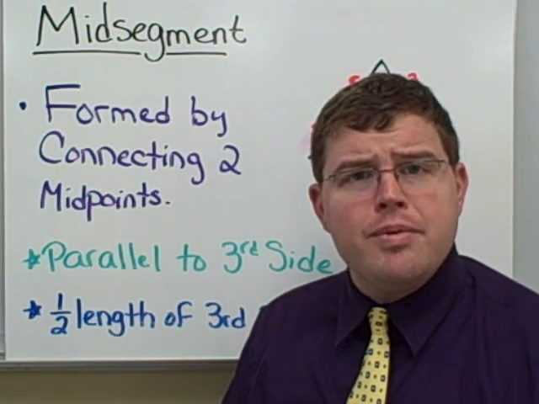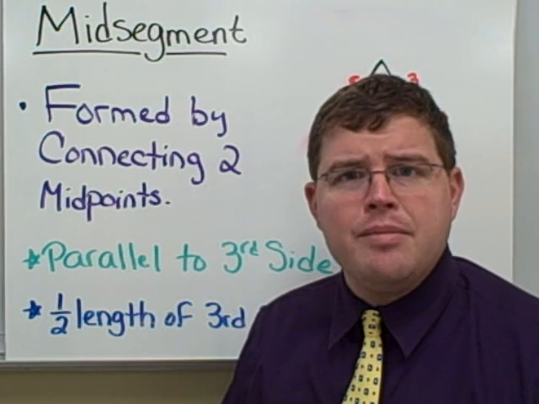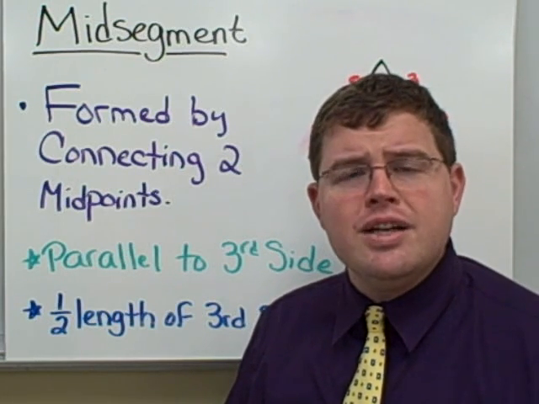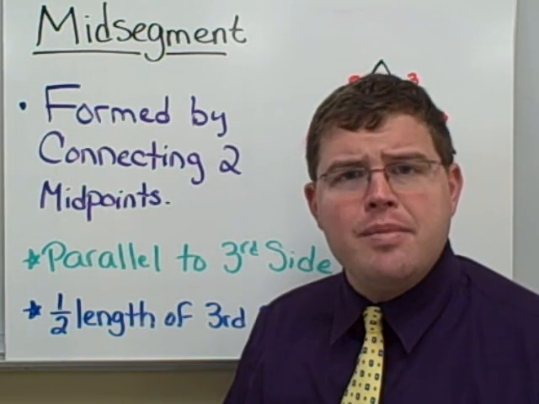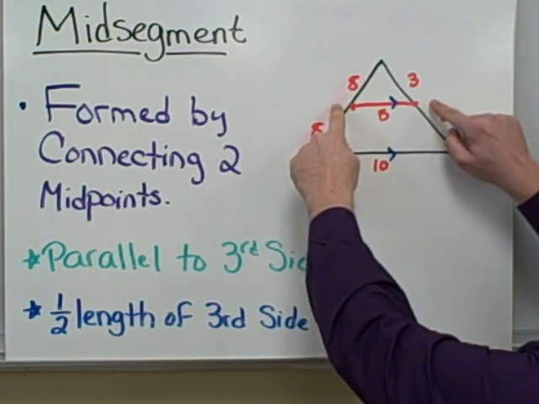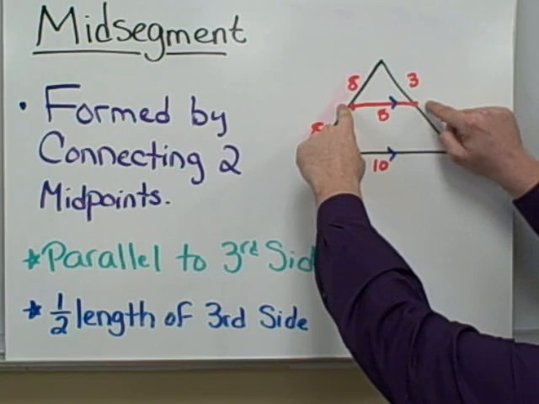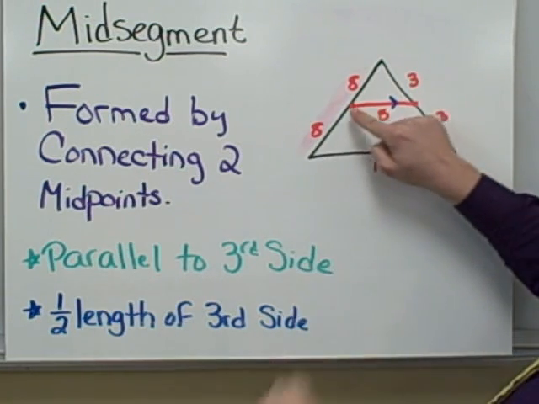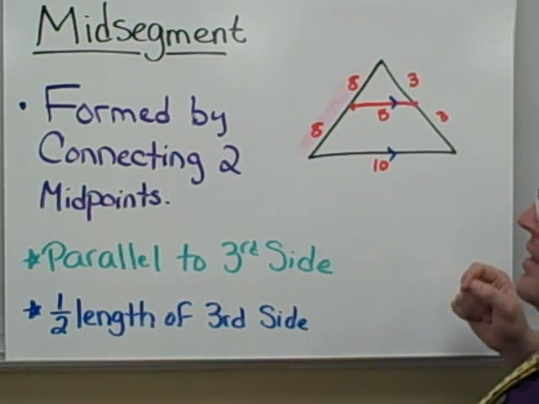The first property we want to talk about is the midsegment. The midsegment is constructed by drawing a segment between two midpoints of a triangle. In this triangle here, we have a midpoint on this side and a midpoint on this side. We connect them, and that's called the midsegment.